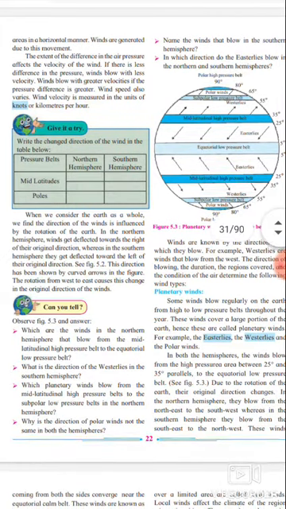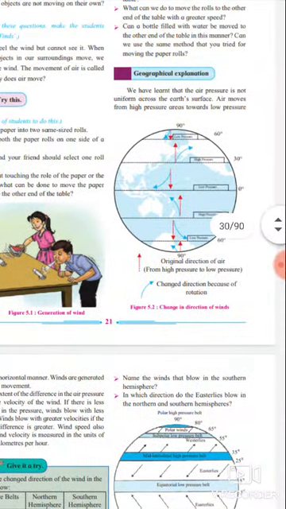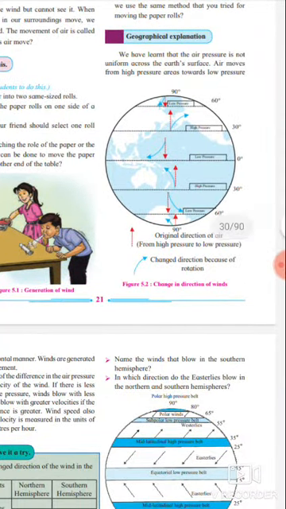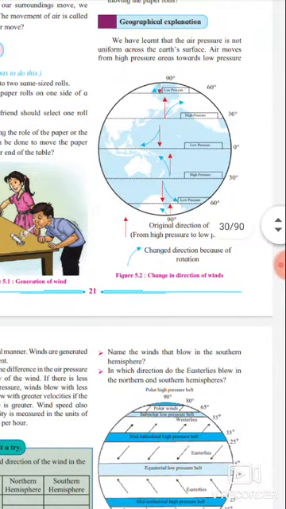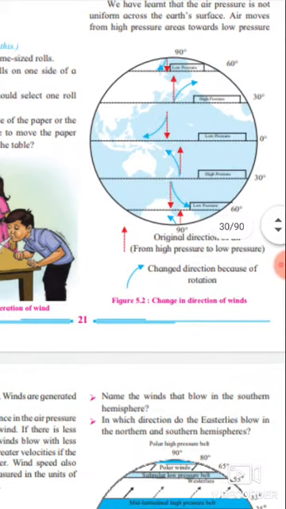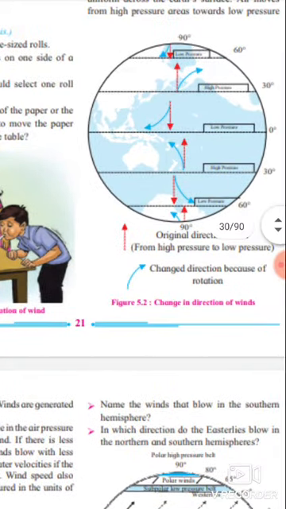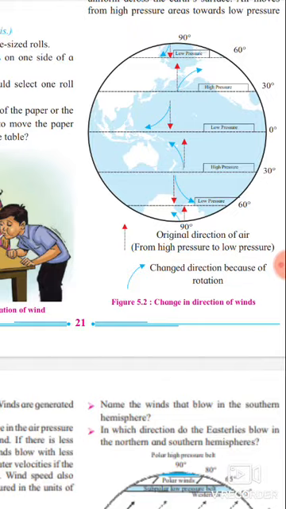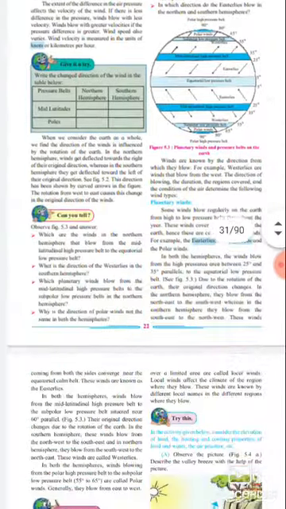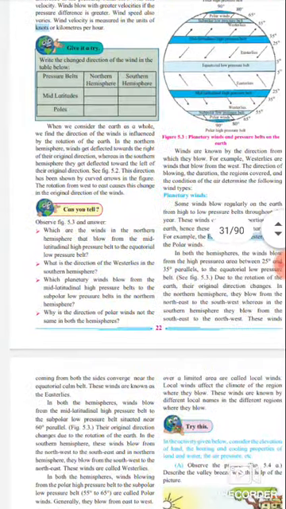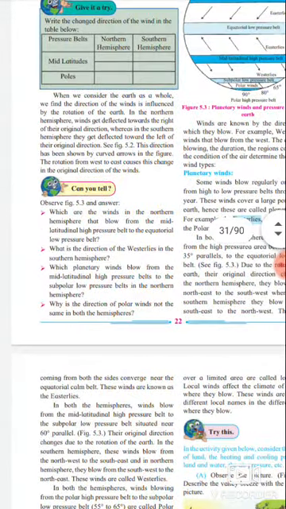And see in figure 5.2, here is shown the change in the direction of rotation. See, direction changes here on the 60 degree, on the 30 degree, high pressure, low pressure, and here directions are given. Okay, student. So direction has been shown by curved arrows in the figure, and the rotation from west to east causes this change in the original direction of the winds.